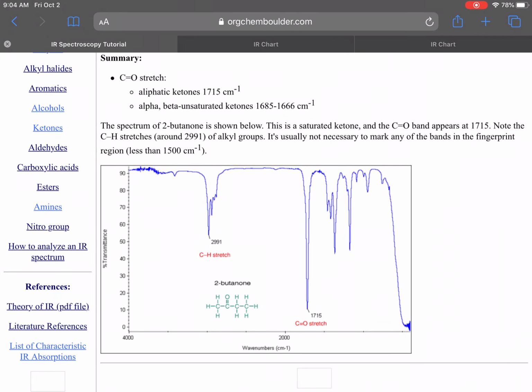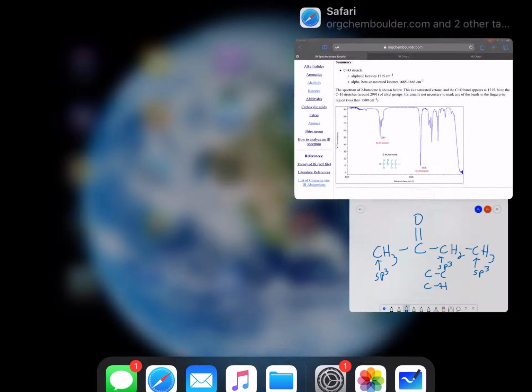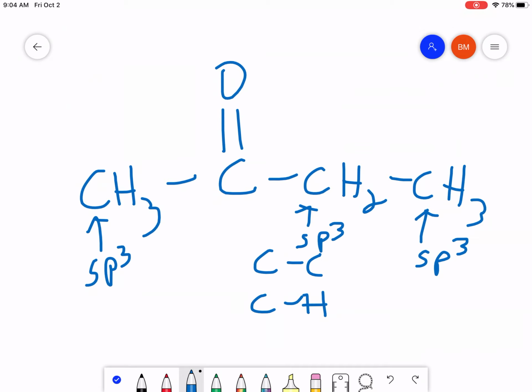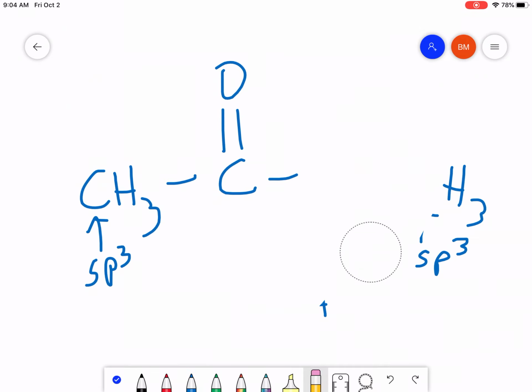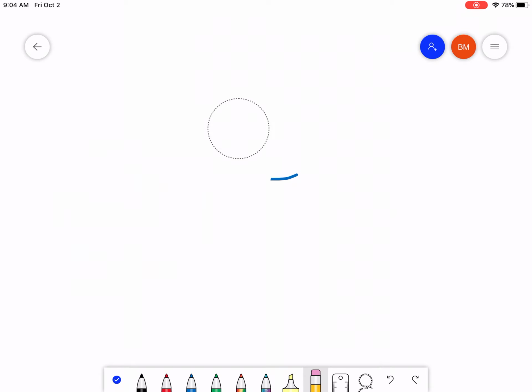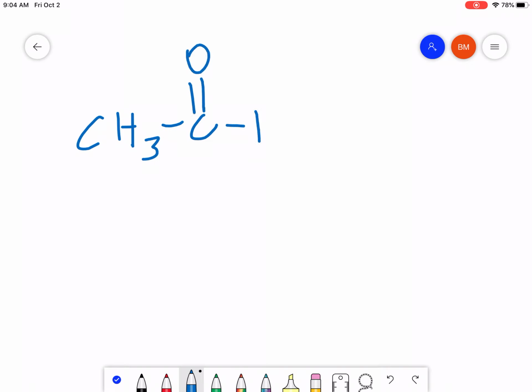Now, with some of the other ones, though, we can start getting more distinguishable peaks that we can identify. All right, and we're going to start off with the aldehydes. Let me just put an example of an aldehyde up here. Yeah, this one will work. There we go. Okay, so that's an aldehyde.